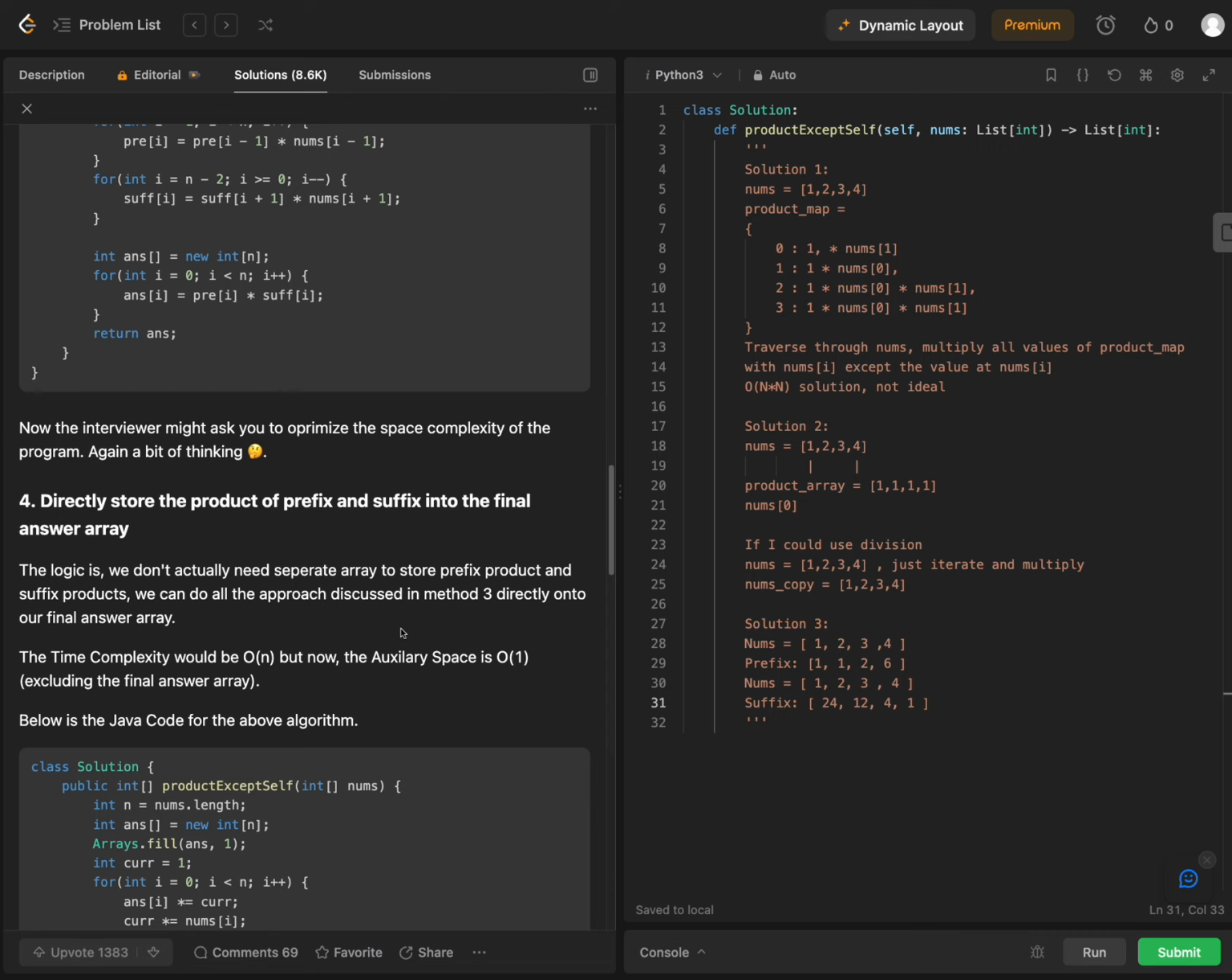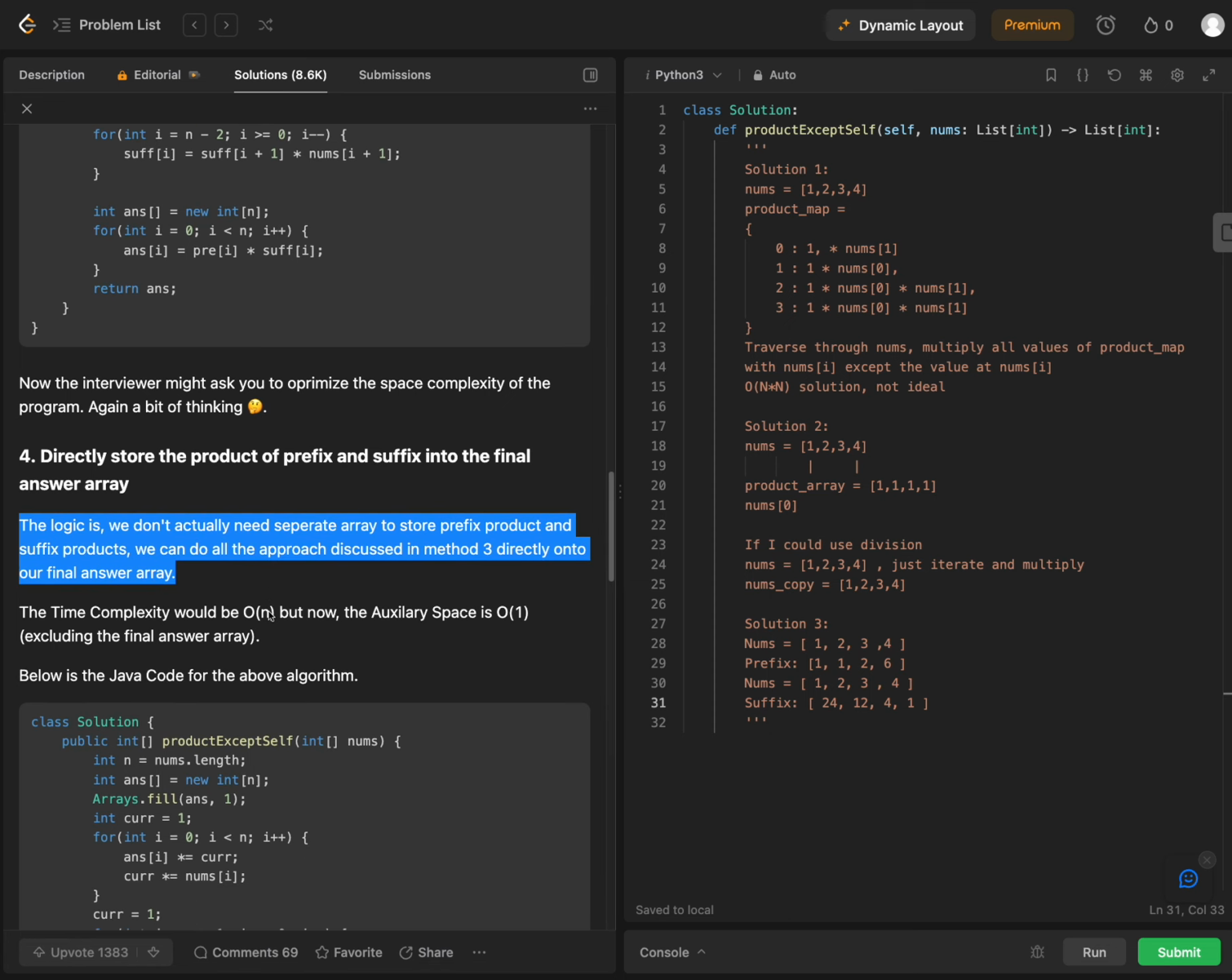Okay, so let's take a look at this again. Directly store the product of prefix and suffix in the final answer array. We don't need a separate array to store prefix product and suffix products. We can do all the approach discussed in method 3 directly into our final array.